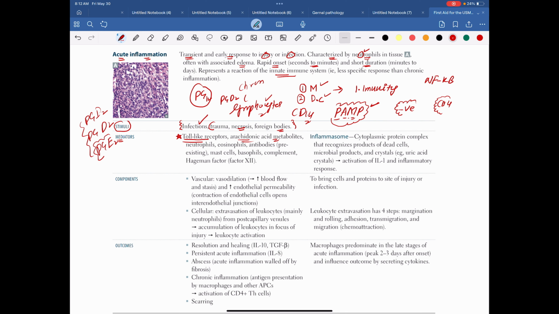Then we have to understand the function of lipoxygenase. Lipoxygenase produces the leukotrienes. What are examples of leukotrienes? We have leukotriene B4, then leukotriene C4, leukotriene D4, and leukotriene E4. These are the examples of leukotrienes. What is the function of leukotriene B4? Basically it attracts and activates the neutrophils.